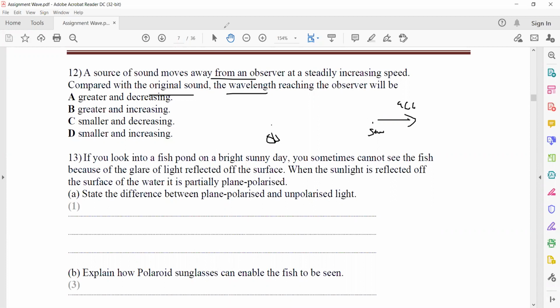So wavelength, first thing, because it's moving away, so wavelength increases. And because it is accelerating also, the distance between the wavefronts will also keep increasing continuously.